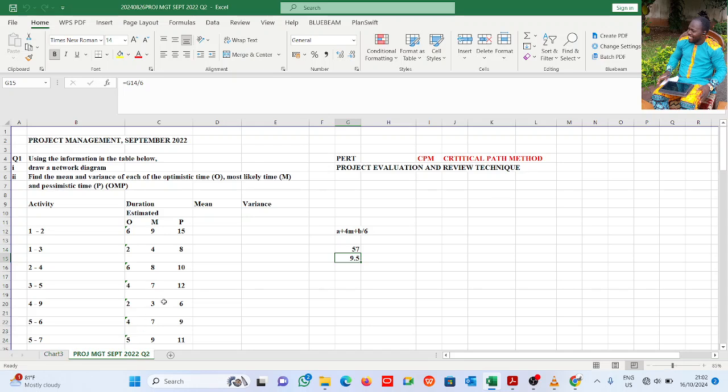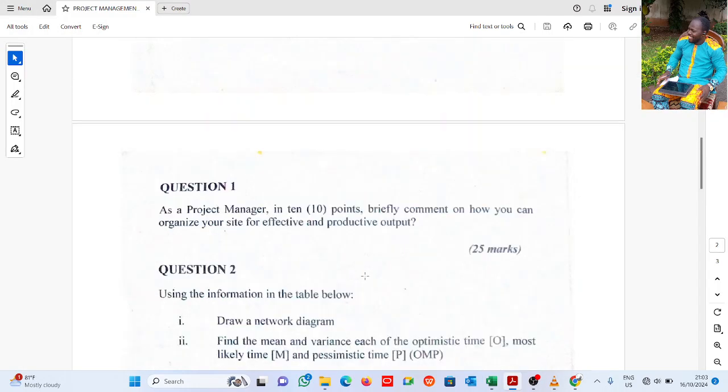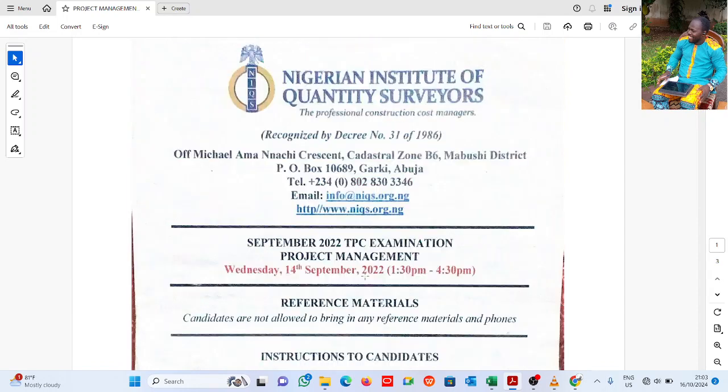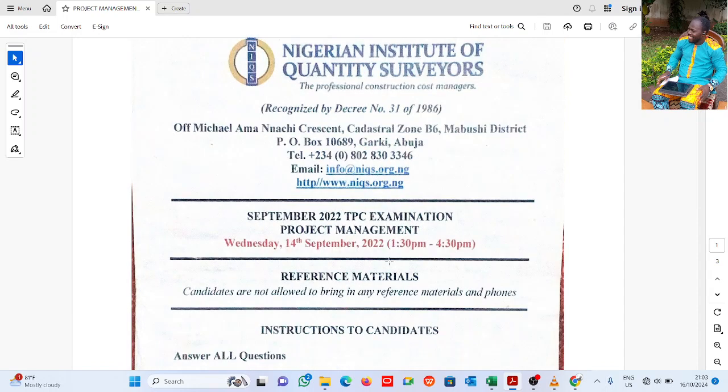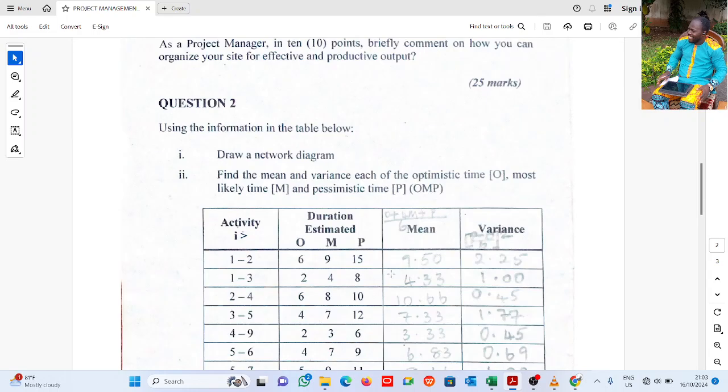Now in this tutorial I'll be putting us through a question on project management, project on network diagram in project management. Like we've always been doing, I'll be referring to the Nigerian Institute of Quantity Surveyors Test for Professional Competence examination. And this is the question here: NIQS Test for Professional Competence, September 2022 TPC examination.